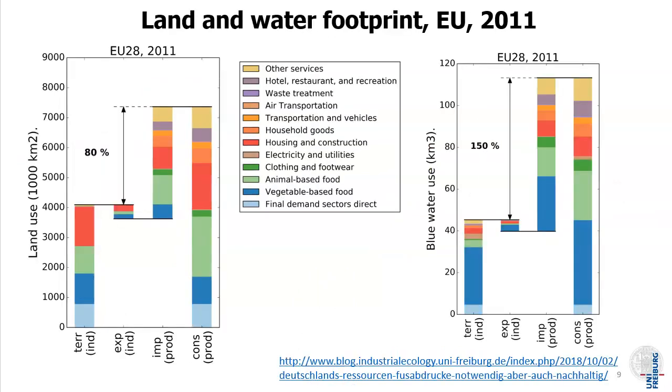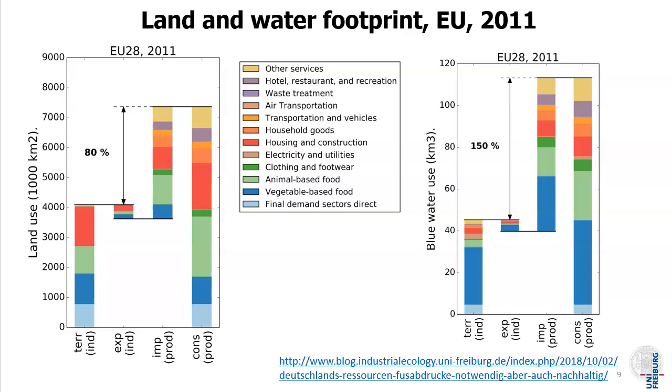An even more drastic change here is for the land and water footprint. So it's land on the left and water on the right, where we have the same plot structure as above, but the results are different. The EU is a net user of foreign land, and the EU land footprint is 80% higher than the EU's own land that is used within its territory. And for water, the footprint is even higher. The total water footprint is 2.5 times the domestic water footprint.